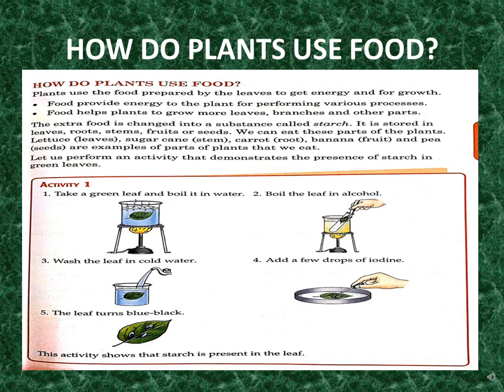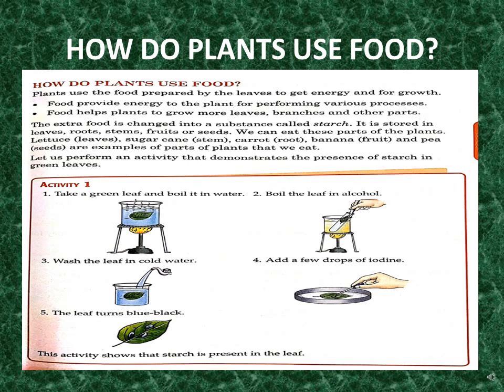It is stored in leaves, sometimes in roots, in stems, in fruits, or even in seeds, the extra part of the food. We can eat these parts of the plants. So these parts where the extra food is stored in a plant are edible for us. We can eat them. Like lettuce: in lettuce, the extra food is stored in leaves. Like in sugarcane, the extra food is stored in the stem. In carrot, it is stored in the root.